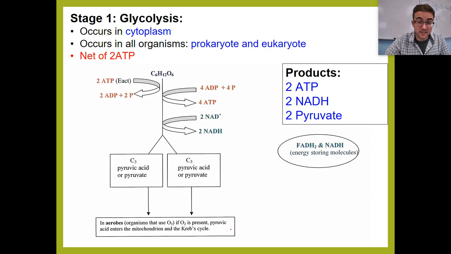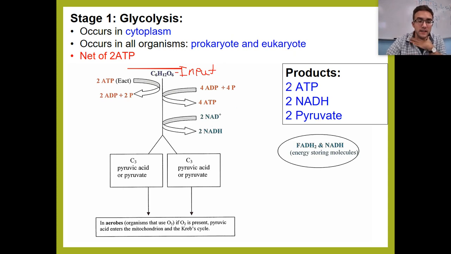So you don't have to memorize the steps. There are like 10 steps turning glucose into pyruvate, all right? What we need to focus on are our inputs and our outputs. So our input is glucose. This is what we put into the process, this glucose here.